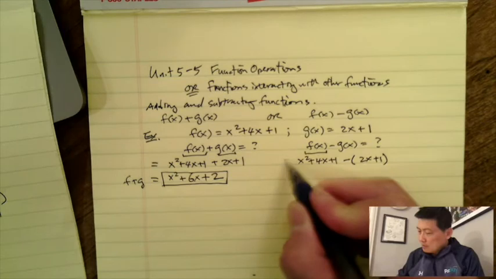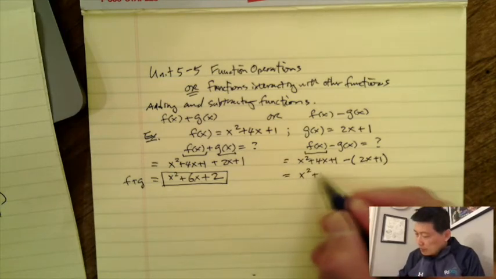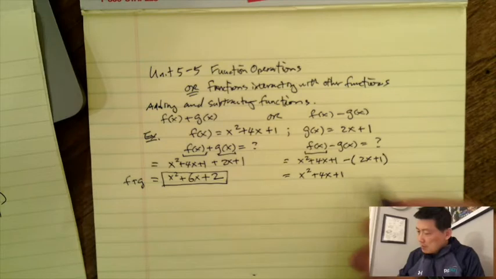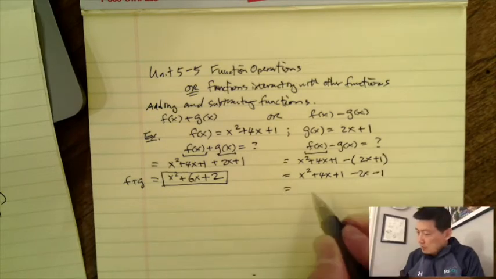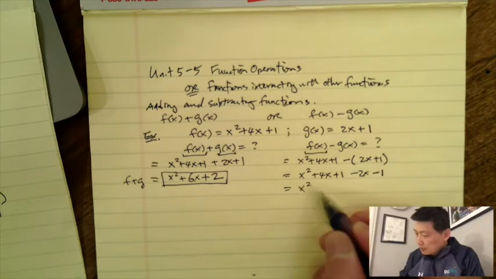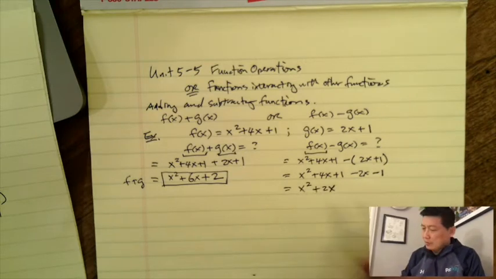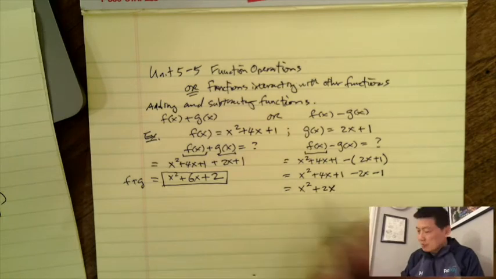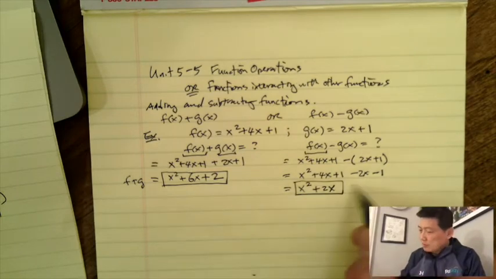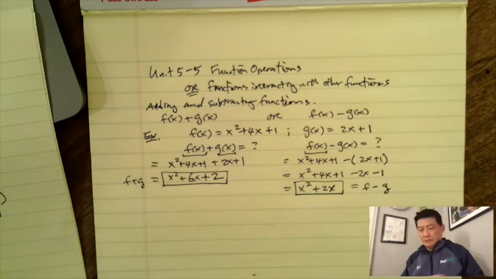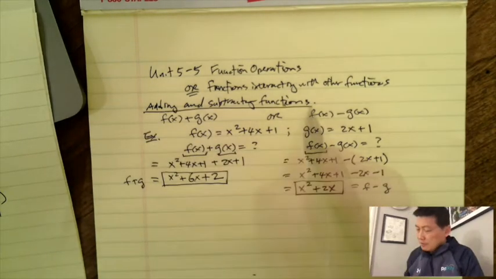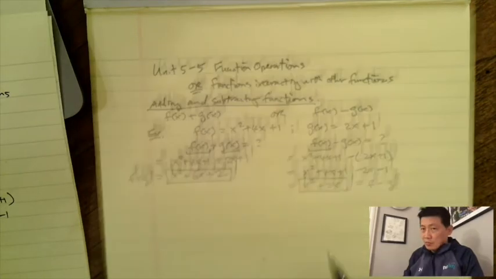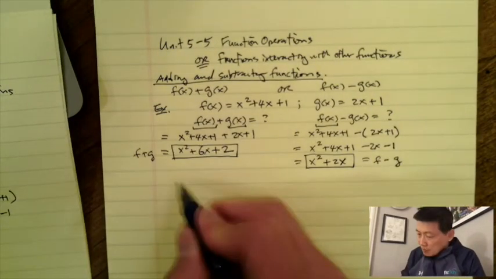Okay, so then let's simplify this: x squared plus 4x plus 1, then minus 2x minus 1. Then combine like terms, we get x squared plus 2x plus 1 minus 1 equals 0. There you go. Here is our f minus g. Okay, so straightforward, right? That's simple enough. Adding and subtracting functions.